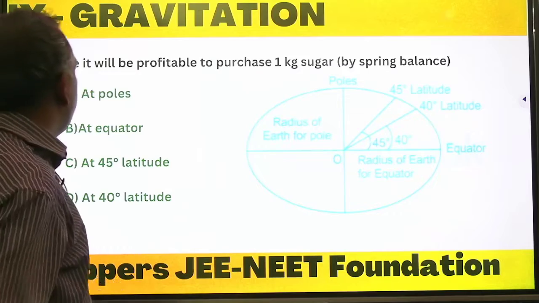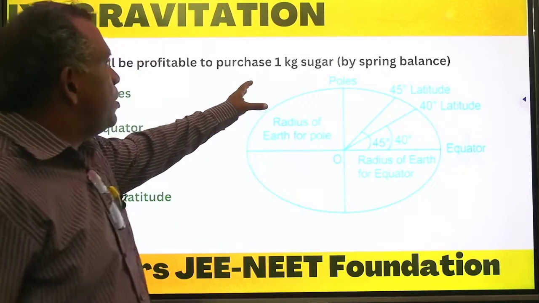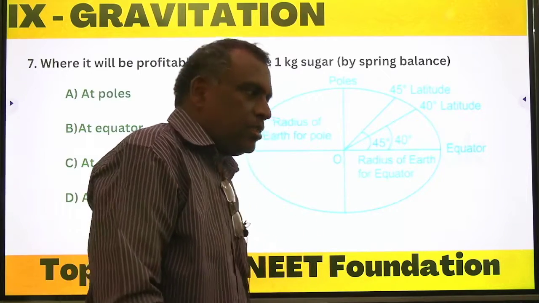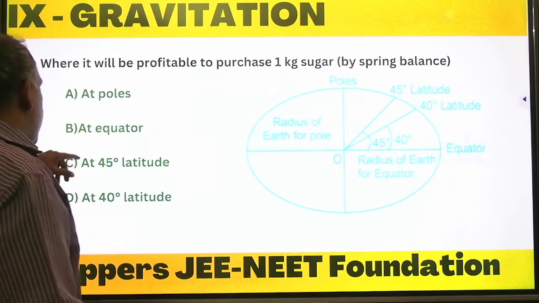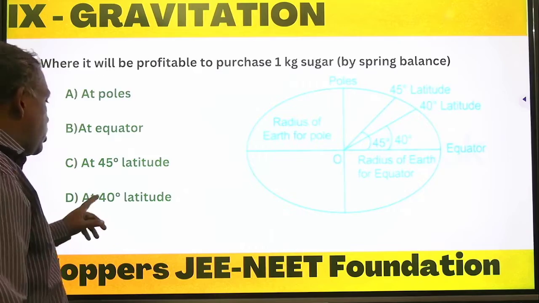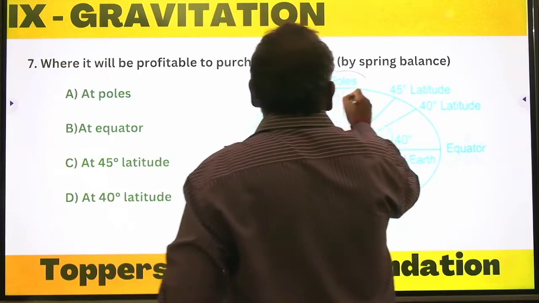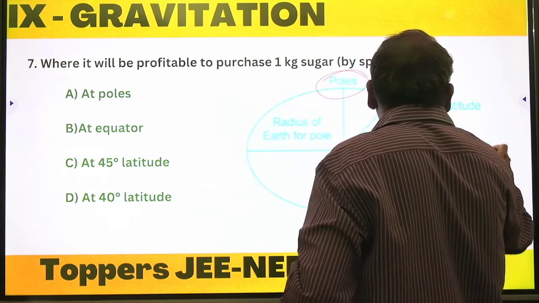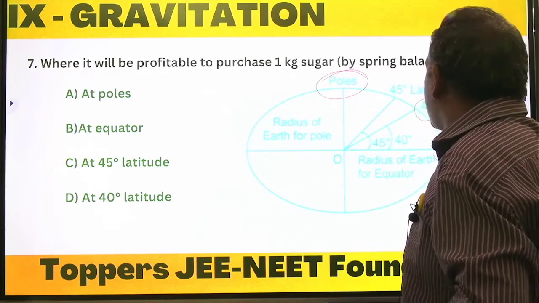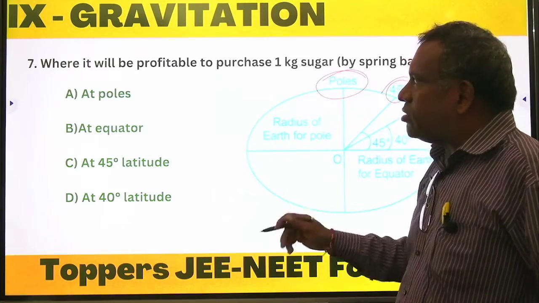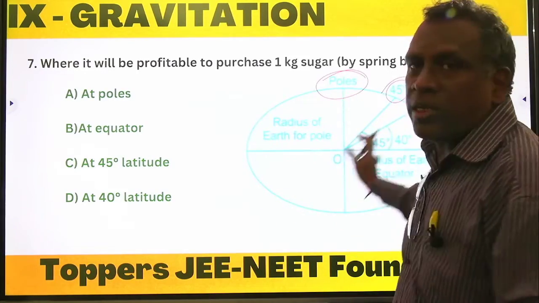Question number 7. What will be profitable to purchase 1 kg of sugar by spring balance? Option A, poles; at equator; at 45 degrees latitude; at 40 degrees latitude. See, this is the poles and this one is the equator. 40 degrees latitude and 45 degrees latitude. If you observe carefully, where will it be profitable to purchase 1 kg sugar?